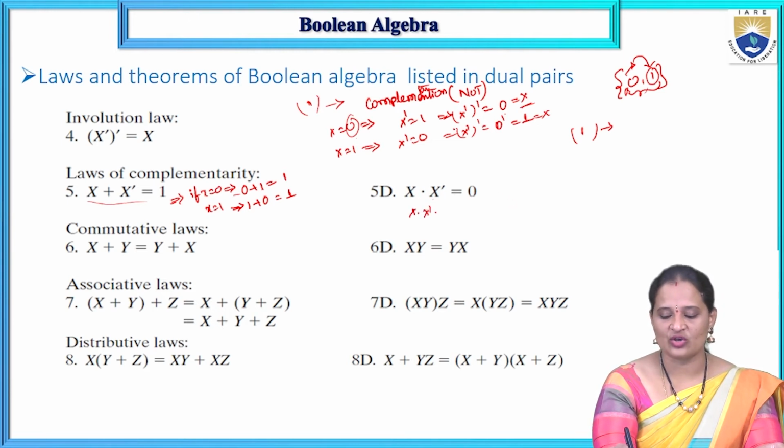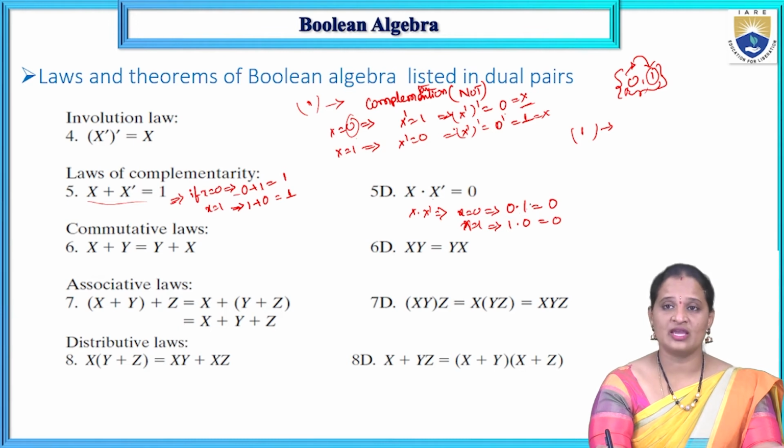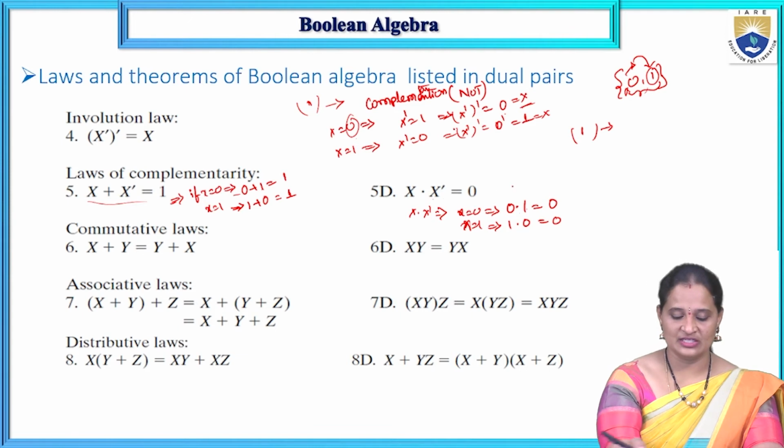X dot x complement. So here if x is equal to 0, then 0 into 1, since 0 complement is 1, so it is equal to 0. Now if x is equal to 1, x is 1 and x complement is 0. 1 into 0 is 0 again. So in both the cases the value is 0. So that is why x dot x complement is 0.